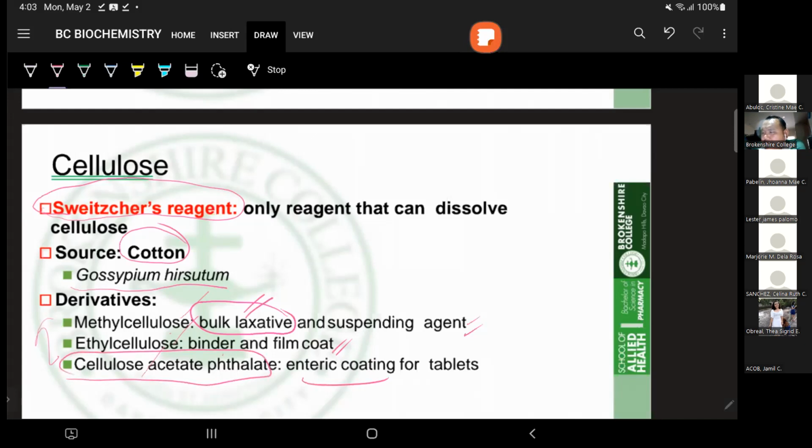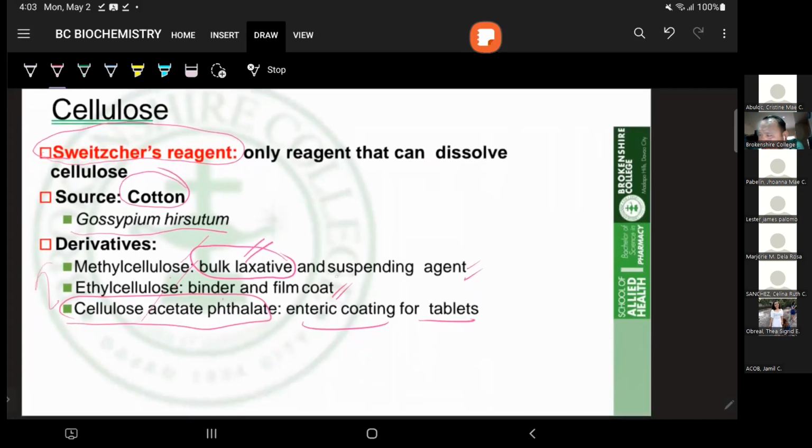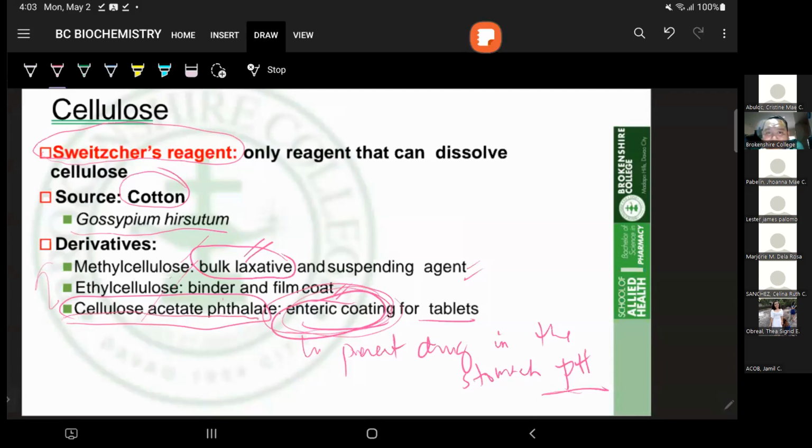Also cellulose acetate phthalate. We have this, tinatawag na ito na enteric coated na tablets, no? Ang purpose sa enteric coated na tablets or enteric coating is to prevent drug release in the stomach pH. Kasi our stomach is acidic. There are drugs that are sensitive to acids. So kinakailangan siyang i-coat ng enteric coating. And that material is your cellulose acetate phthalate.